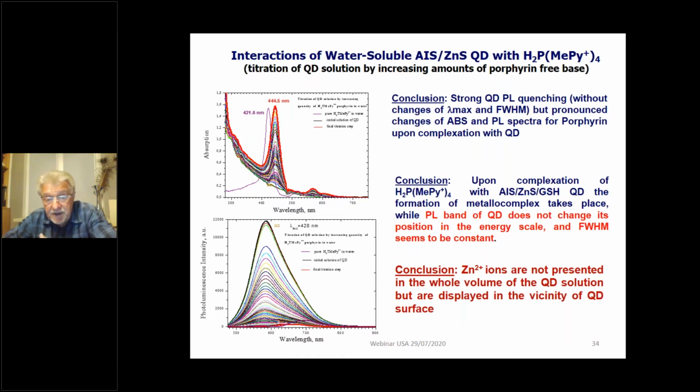So it means that upon attachment of porphyrin free base to such quantum dots, we have the metallation of porphyrin molecules. It's a very interesting result which leads us to a few interesting conclusions. In reality, we have the formation of a complex, and we have some surface chemistry which leads to the formation of a metal complex on the quantum dot surface.